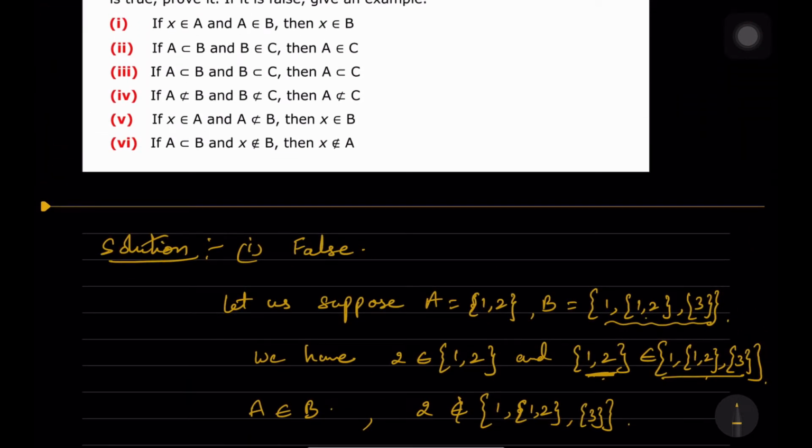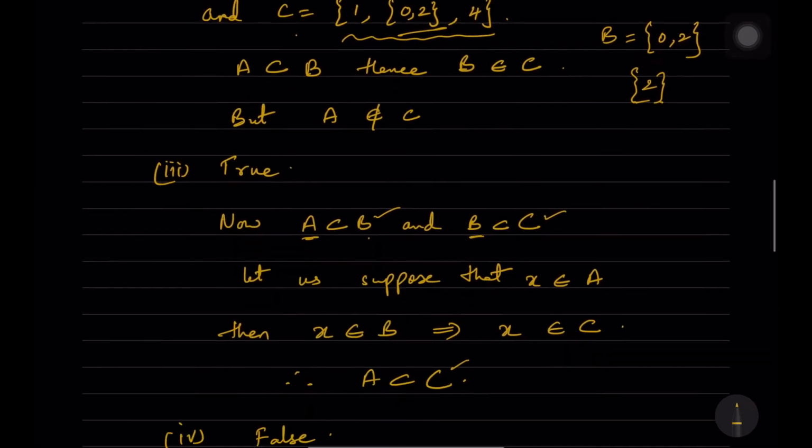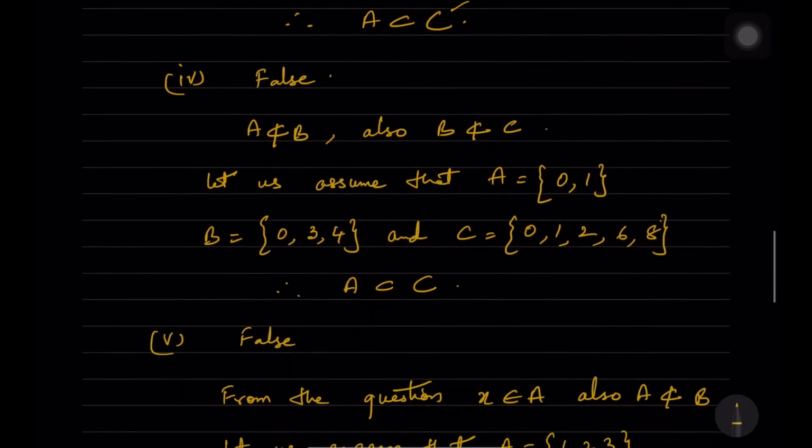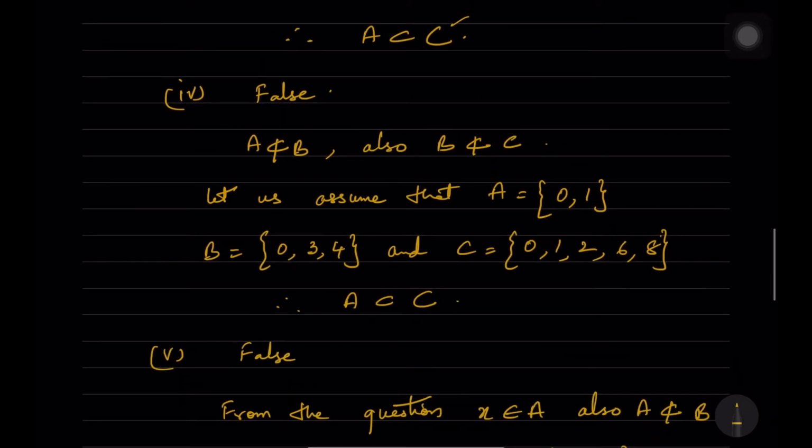Next, the fourth one. If A does not belong to B and B is a subset of C, then A is not a subset of C. So we'll see the fourth statement. This is also false, so we have to take one example. Here we have to see that A is not a subset of B, and also B is not a subset of C. Let us assume that A is equal to {0, 1}, B is equal to {0, 3, 4} and C is equal to {0, 1, 2, 6, 8}.